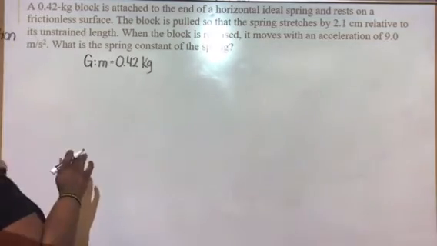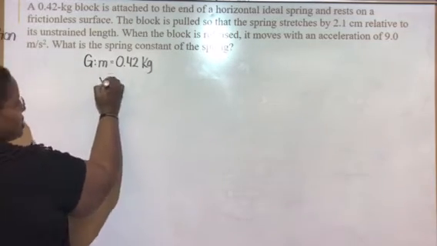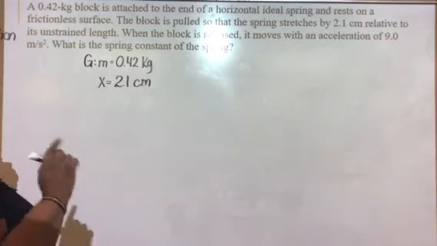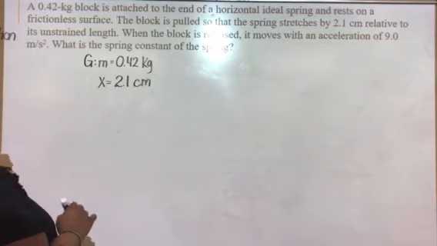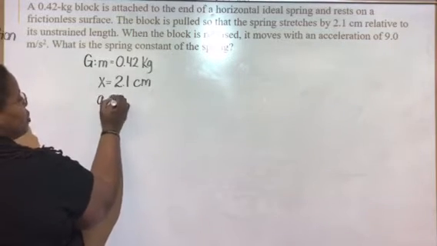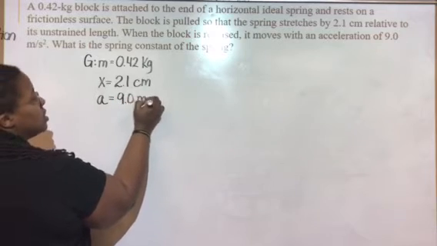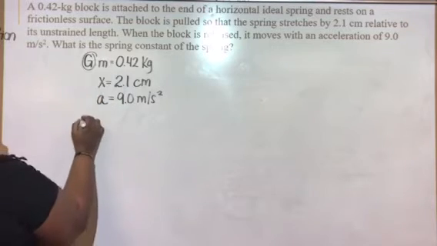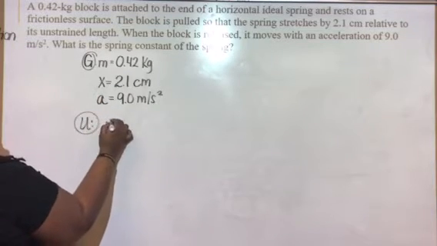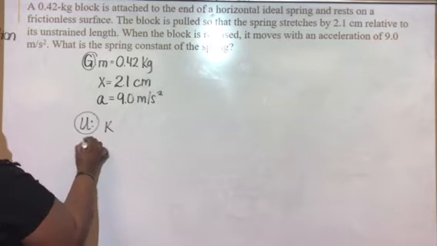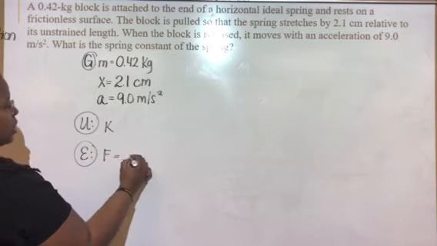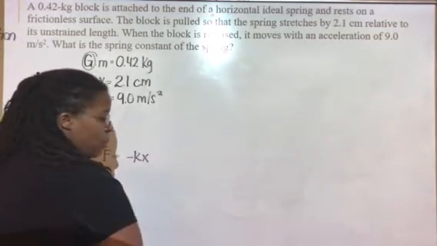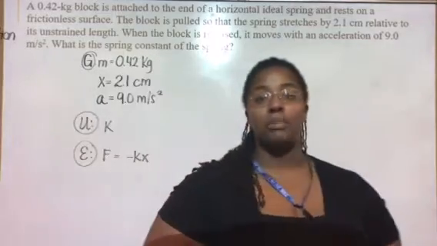The block is then going to be pulled and stretched, so our x is equal to 2.1 centimeters. When the block is released, it moves with an acceleration of 9 meters per second squared. And they've asked us to find the spring constant. So my unknown is going to be k. Our equation is still the same: F equals negative kx.